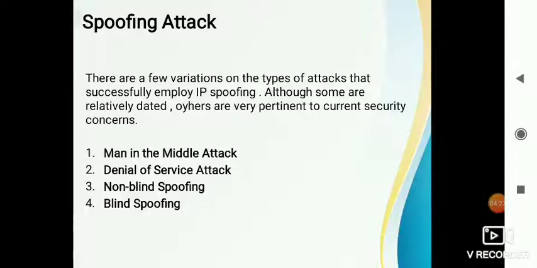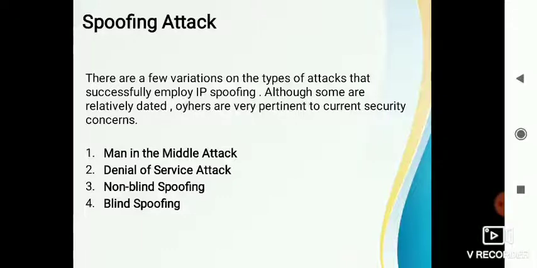First, we'll start with the man-in-the-middle attack. This is the type of attack where the intruder intercepts the communication transmitting between the two parties. The attacker sniffs the packets sent without the awareness of the machine and modifies them.